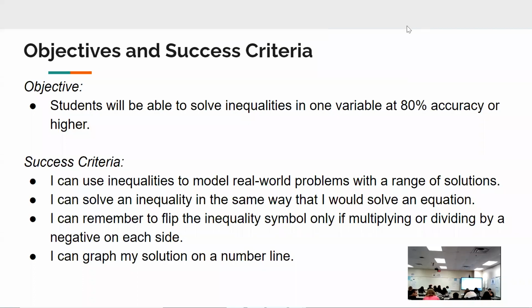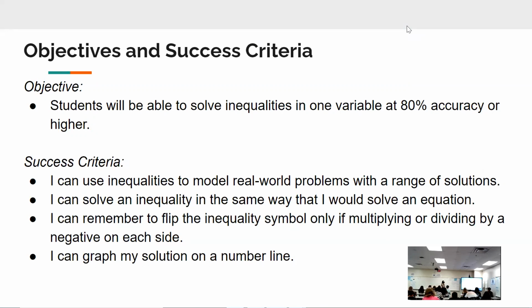All right, so the objective is that you will be able to solve inequalities in one variable at 80% accuracy or higher. So the success criteria is like your guide for what you'll be tested on. So how to be successful on the quiz is, can you use inequalities to model real world problems with a range of solutions? So can you figure out keywords like when we say it has to be more than this number, what symbol is that?